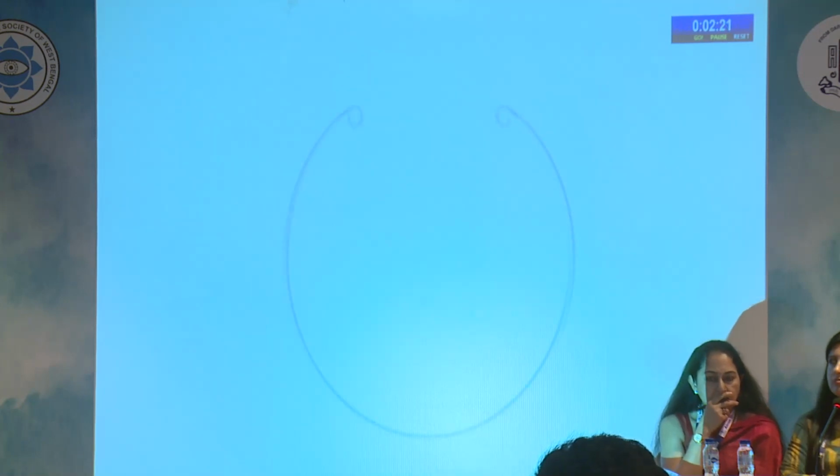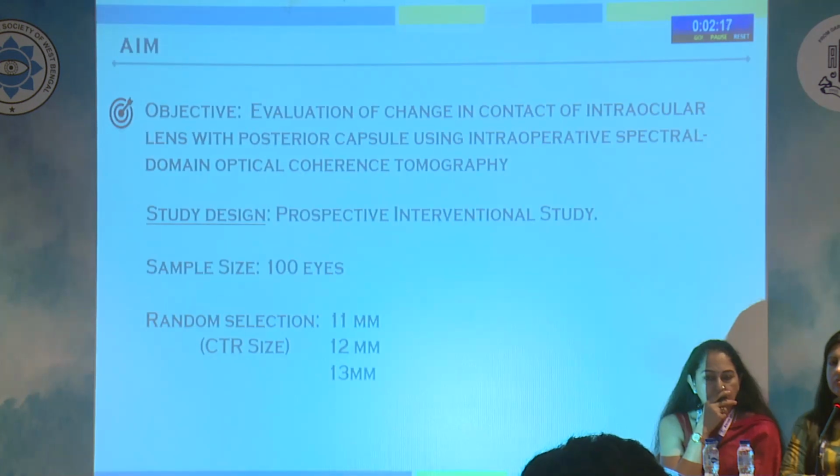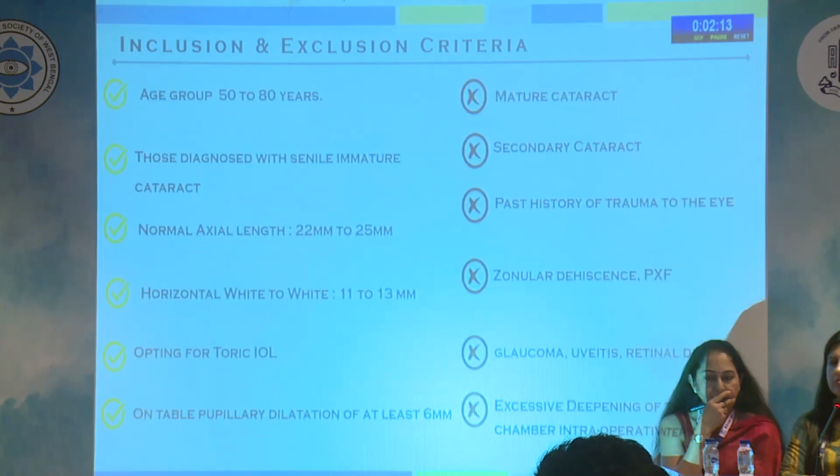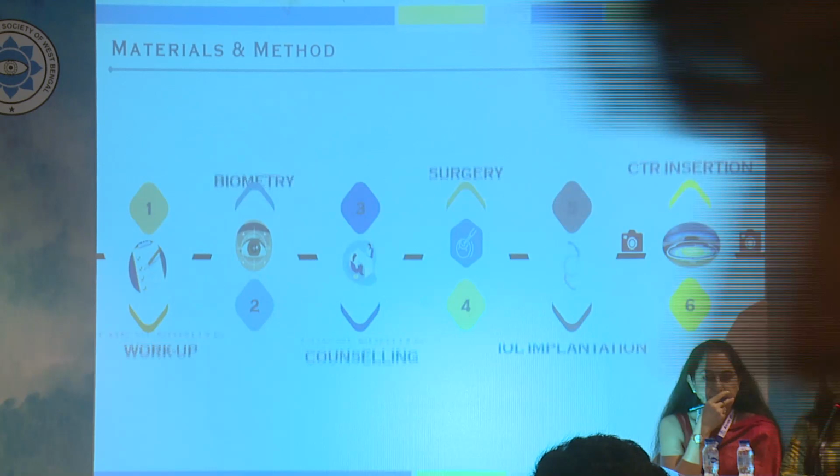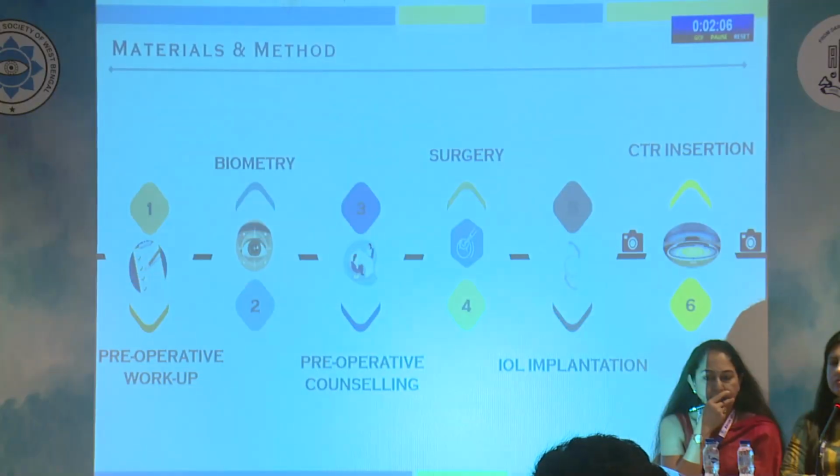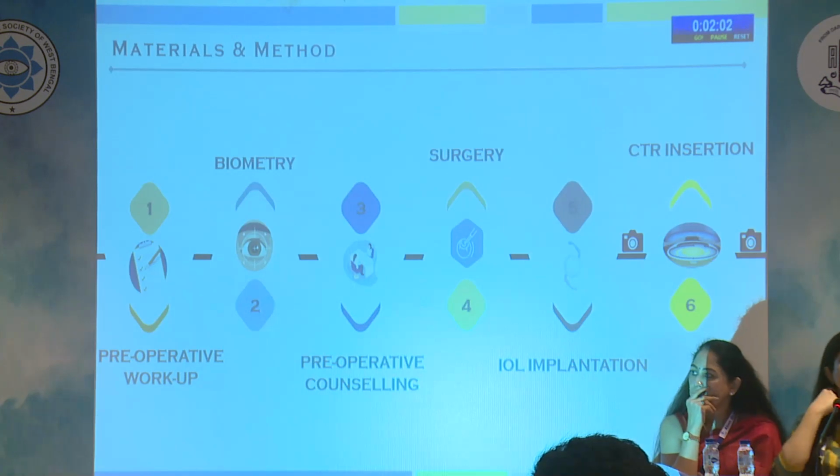We proceeded to experiment 2, where a CTR, a capsular tension ring, was implanted in these eyes. Sample size was 100. There was a random selection of the CTR size. Again, non-complicated cataract patients with normal biometry values. After preoperative evaluation, we implanted the lens first. We took a scan. We proceeded with a CTR implantation, and we took a scan again.